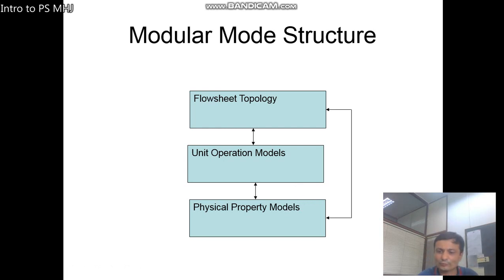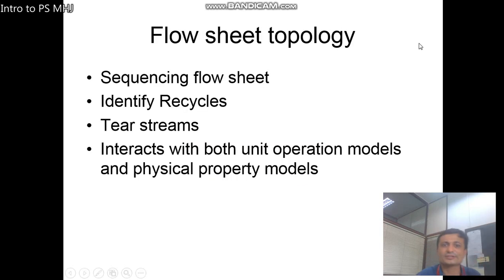We'll talk about them one by one. First is flow sheet topology. As I talked about, it gives you the sequence of the flow sheet. It will identify the recycles. It will identify the TS streams, and it naturally interacts with both unit operation modules and physical property modules. So flow sheet topology basically dictates the flow. It also tells you which is the recycle, and also which is the TS stream. So basically it will give you an idea about the flow sheet.